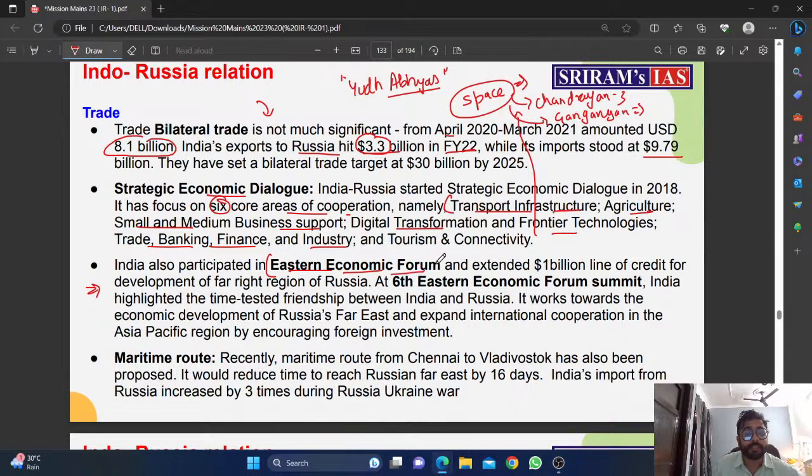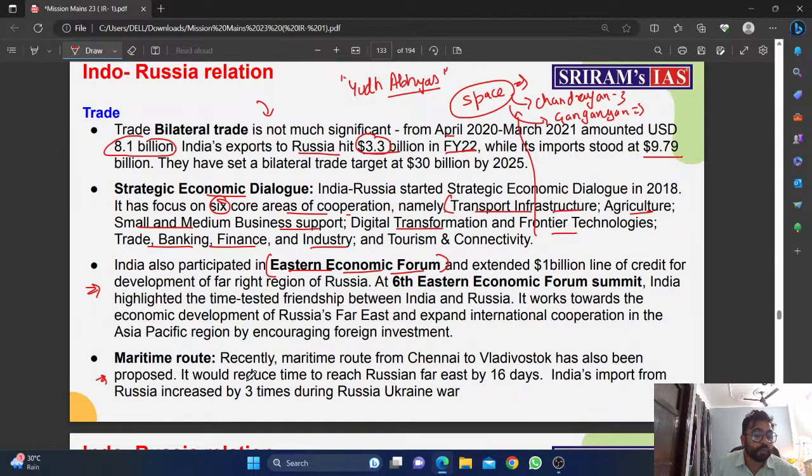This Eastern Economic Forum is basically about the potential of Eastern Russia, because Eastern Russia has so many resources which are right now untapped. So Russia wants to grow that area with investments coming from different parts of the world. And India is one of the major players and a major partner with Russia in the eastern part of Russia.